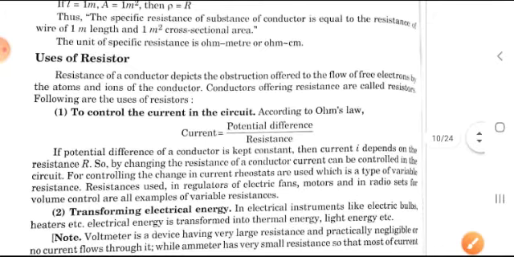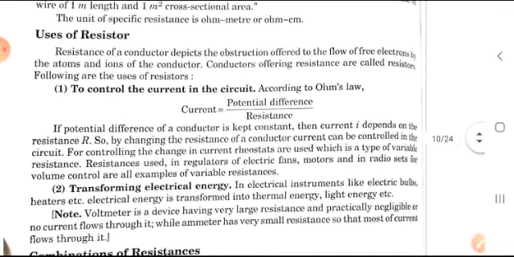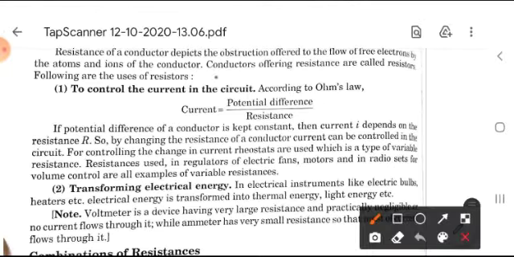Now, uses of resistors. Resistance of a conductor depicts the obstruction offered to the flow of free electrons by the atoms and ions of the conductor. Conductors offering resistance are called resistors. Following are the uses of resistors.